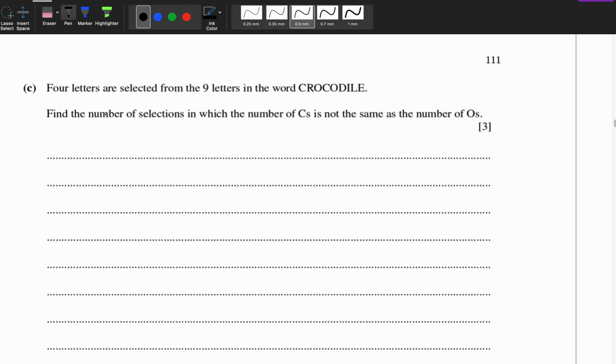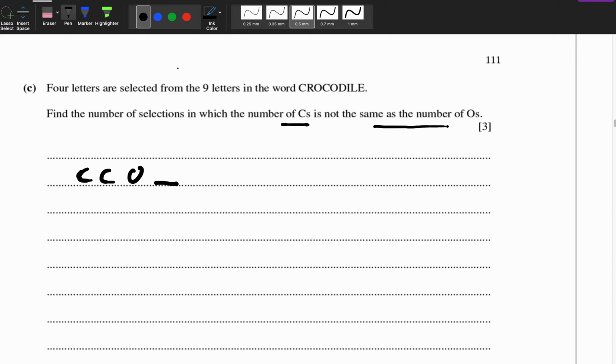Now we move on to part C. 4 letters are selected from the 9 letters. In the selection, the number of C will not be the same as the number of O. C and O cannot be the same. So we start with C. We can have CC, and since the numbers are not the same, we can allow 1 O plus 1 other. So CC plus these 3 are fixed.